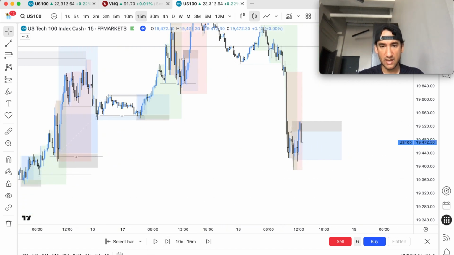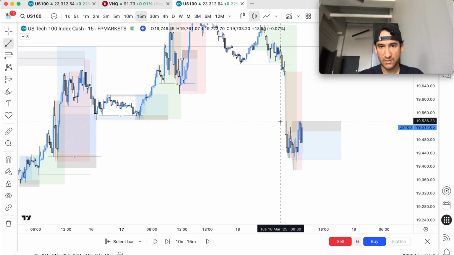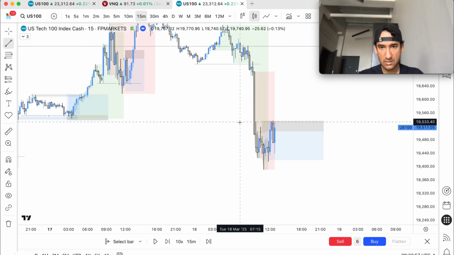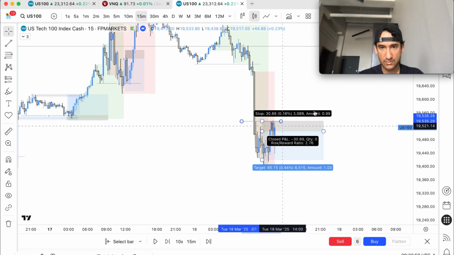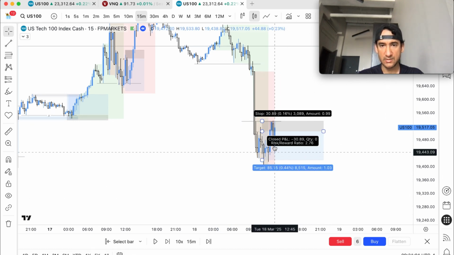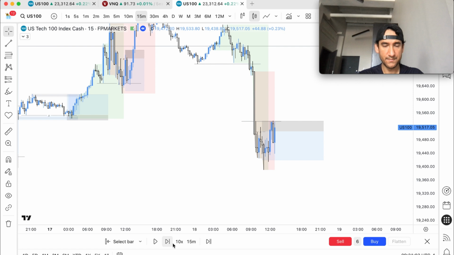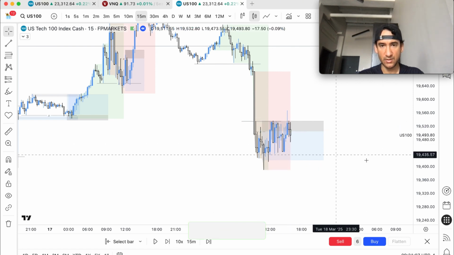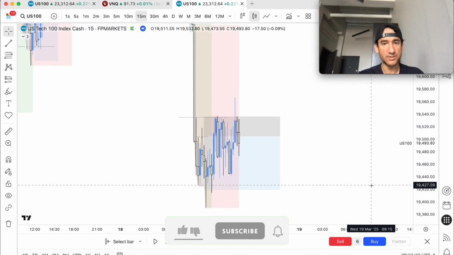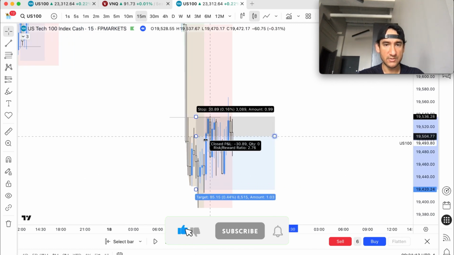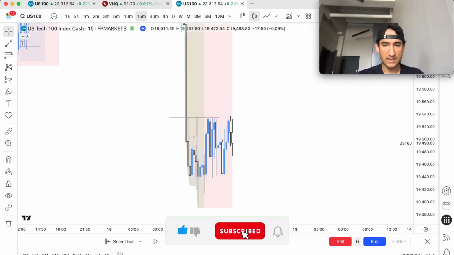Might get another one right there. Yeah, because I see that. Did this sweep here? Yes, it did. Did it sweep? Yeah. Okay, so there's your other demand zone there. Okay, so there you go. All right, so there's multiple actually. So this was the first entry, right? Second entry was here.